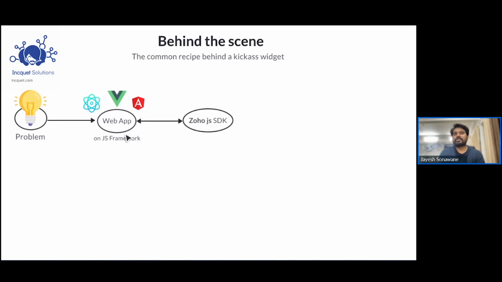And that particular web app which you will be building will be using the Zoho Creator JavaScript SDK along with the Creator, which will help you to extract the data from Creator and push the data back to Creator. And in certain cases, in most of the cases, you will be able to build the widget or the app directly from this particular combination.